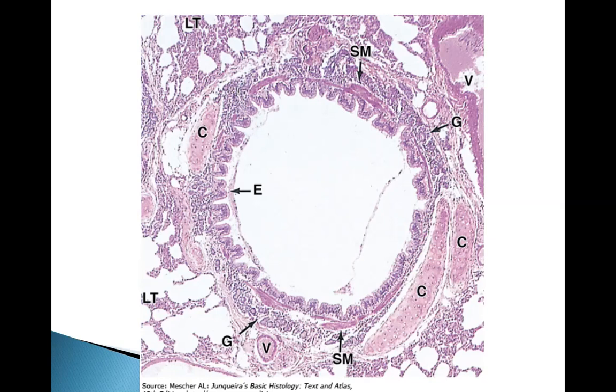But still a bronchus. So again, I'm looking at smooth muscle out here, that's the SM. I'm looking at our cartilage plates, lots of cartilage plates here. I see my pseudostratified ciliated epithelial cells here. And this is some mucus inside the bronchial space there.